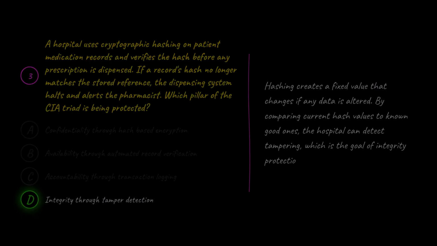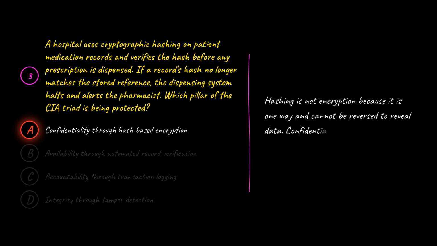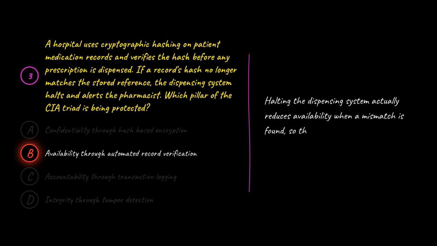protection. A is wrong because hashing is not encryption, because it is one way and cannot be reversed to reveal data. Confidentiality requires actual encryption with reversible decryption. B is wrong because halting the dispensing system actually reduces availability when a mismatch is found, so this is not the primary goal of the control.